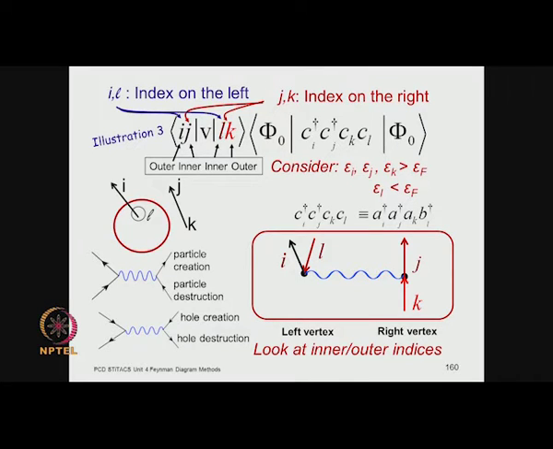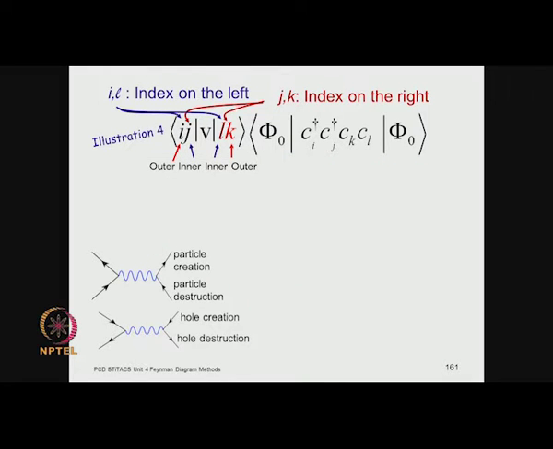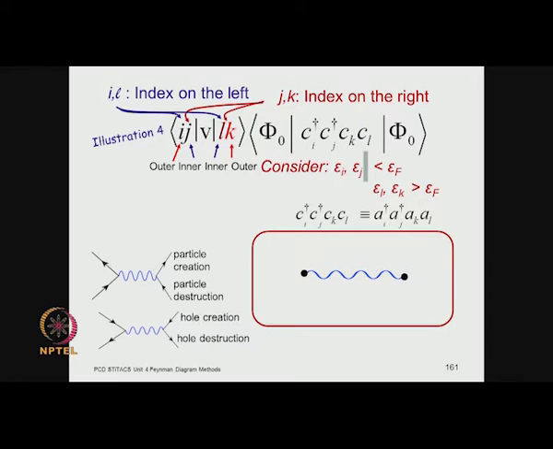So, you could represent that picture by showing these physical kind of pictures. Let me take the last example for today, which is the fourth example I am taking, and in this case I am taking these two, epsilon i and epsilon j below the Fermi level and epsilon l and epsilon k above the Fermi level, and this can also be drawn using the same kind of convention.